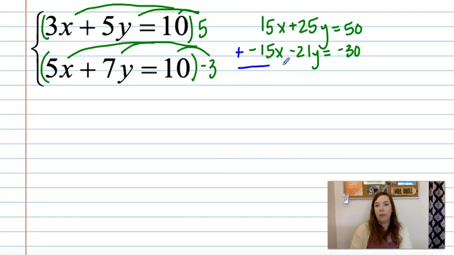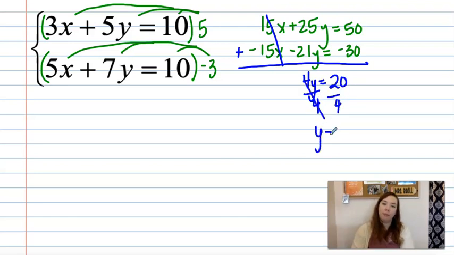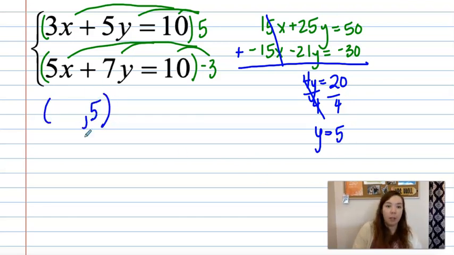Now I'm ready to eliminate. My x's will cross out. 25y plus -21y is 4y. 50 plus -30 is 20. So our y would be 5. Okay? Even though we found it first, y is our second coordinate. Make sure you put it second.